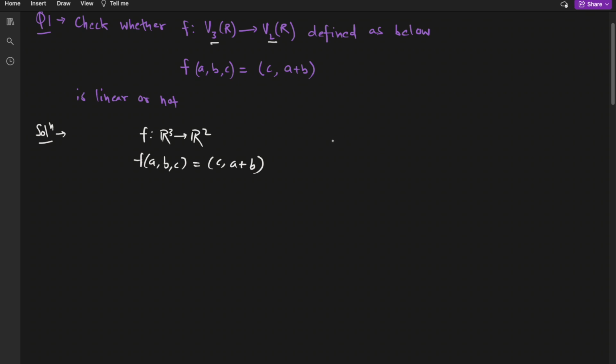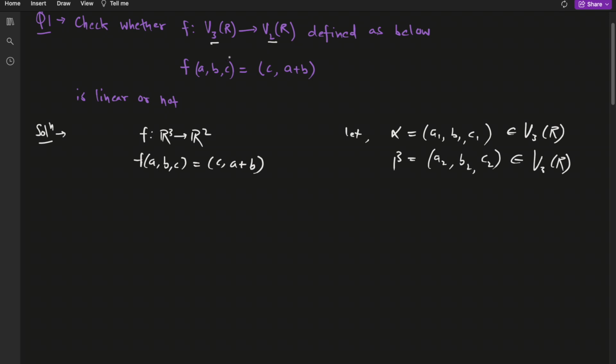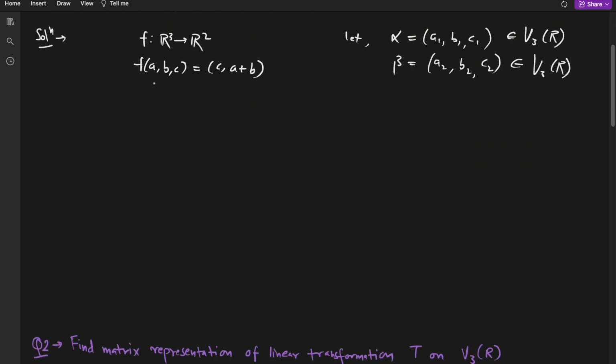Let us take two vectors in the input vector space. One is alpha, which is (A1, B1, C1); this belongs to the input vector space V3. And let's take another vector in the input vector space, beta, which is (A2, B2, C2). This also belongs to V3. We have to take them in the input vector space because the mapping is from V3 to V2, so we have taken three-dimensional vectors.